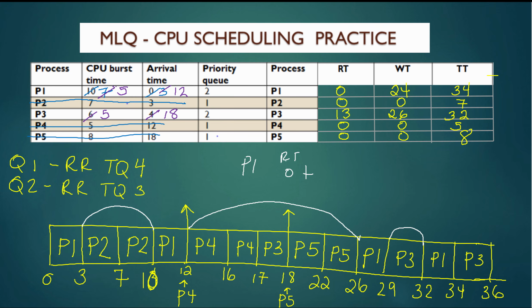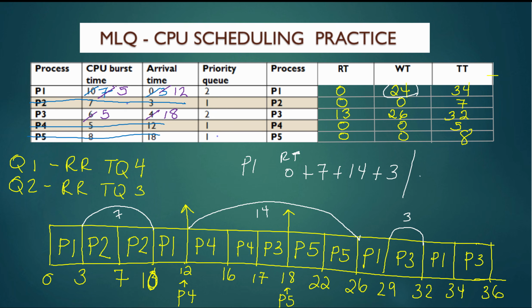So P1's response time, it waited 0 time units, but then it waited 7 time units here, and then P1 waited from 12 to 26, which is 14 time units here, and then waited again from 29 to 32, which is 3 time units here. So if you add that up, 7 and 14 and 3, you would get the 24 time units of P1's wait time. And you would have 0 plus 7 plus 14 plus 3.